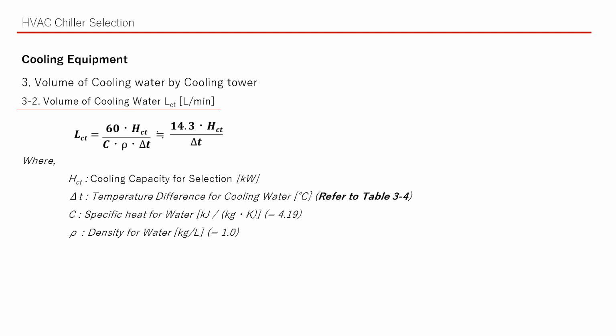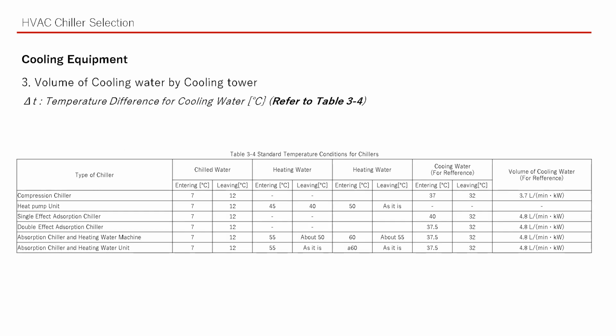3 to 2. Volume of cooling water LCT. It can be calculated from this formula. HCT is cooling capacity for selection. Delta T is the temperature difference for cooling water. It can be referred to table 3 to 4 for standard values. This is table 3 to 4, standard temperature conditions for chillers. For cooling tower selection, we shall refer to cooling water.